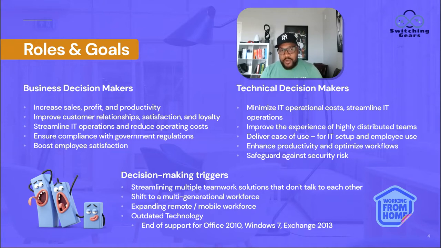So decision-making triggers would include streamlining multiple team work solutions that don't talk to each other, a shift to a multi-generational workforce, an expanding remote and mobile or hybrid workforce, and also outdated technology, right? End of life for any of, let's say, Microsoft technologies or any other technology that you may have in the environment.